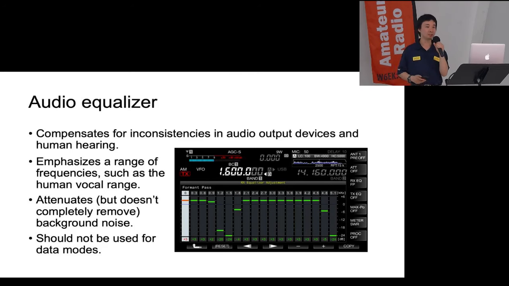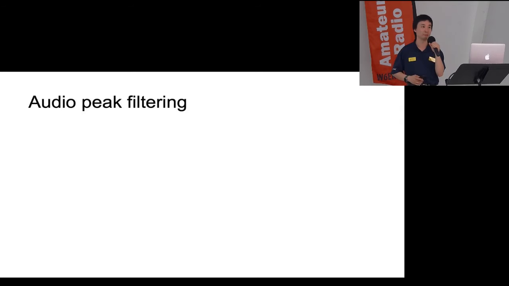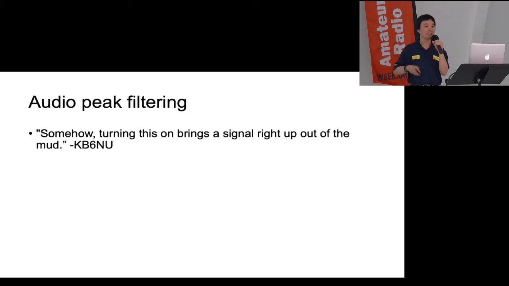And on the subject of equalizers, not to leave the CW guys out, I'm going to talk about a little function called audio peak filtering. Now, how many of you out there in the crowd work CW regularly? How many of you have used the audio peak filter in your radio? And if you haven't, I'm going to bring you to a phrase that I think captures the APF real well. KB6NU says, somehow turning this on brings a signal right up out of the mud. And this is a pretty accurate description of what this does.